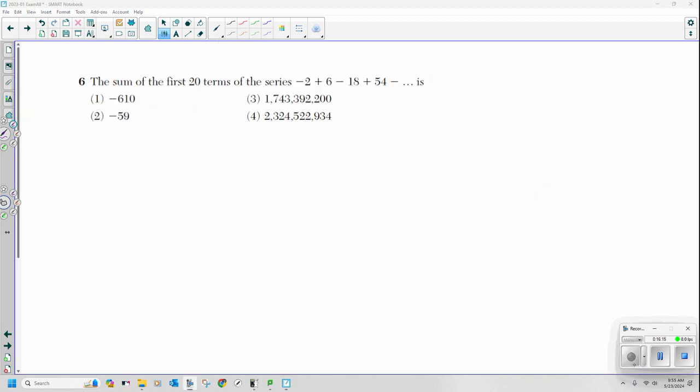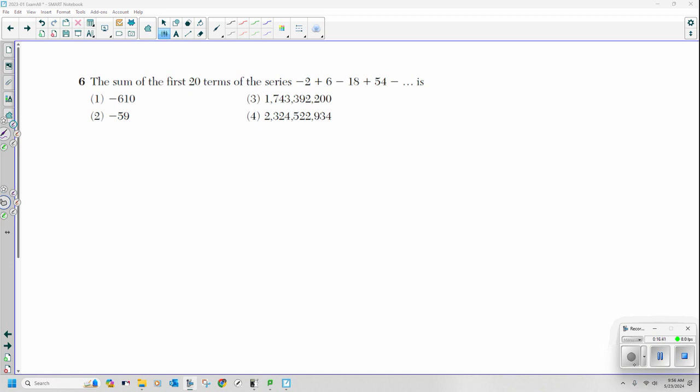Number 6, the sum of the first 20 terms of this series is negative 2. Wow. The sum of the first 22. Yeah. Let me start this over, kids. The sum of the first 20 terms of the series, negative 2, positive 6, negative 18, positive 54, etc., is.